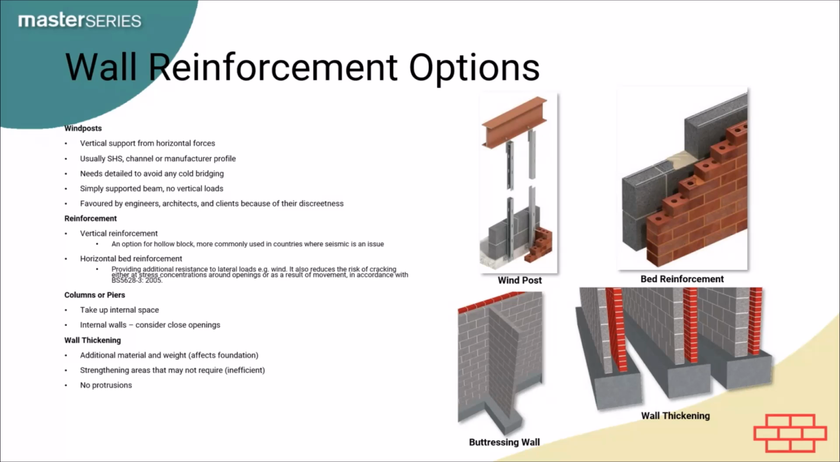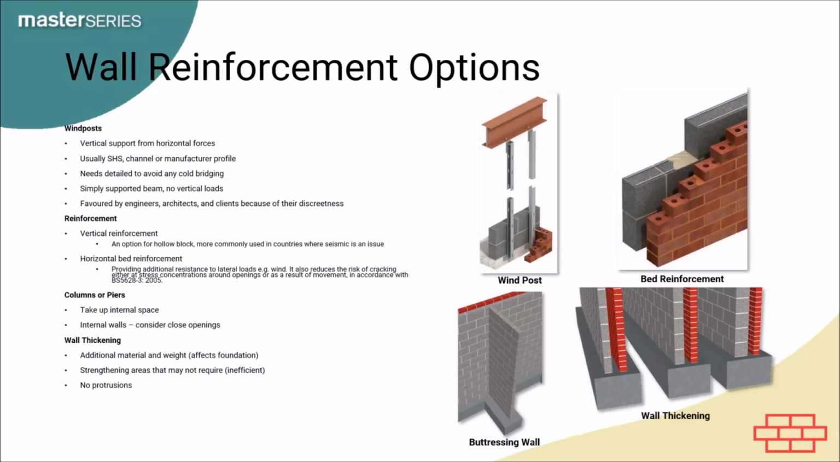But we've got internal walls there, which are obviously utilised whenever they can be. Wall thickenings are also an option, but again, they eat into room space and add weight and material to the construction. In summary, you want any of these wall reinforcement options to be secondary, and if they're required, to be as economical and efficient a design as possible.